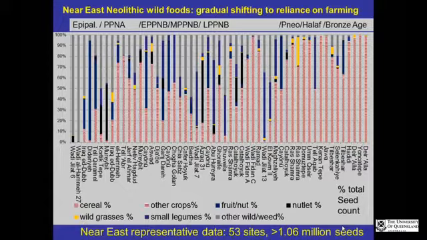So let's ask this question. What about the nuts? What about the equivalent of acorns in the Near East? Are people using a lot of nuts alongside early cereals? We have lots of available evidence from sites in Western Asia.